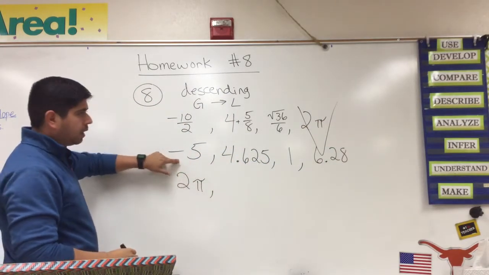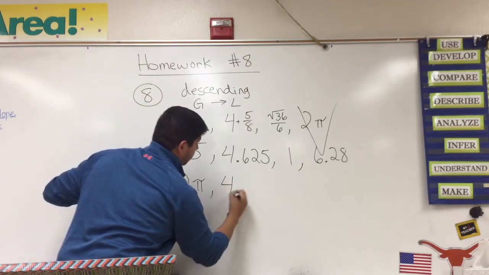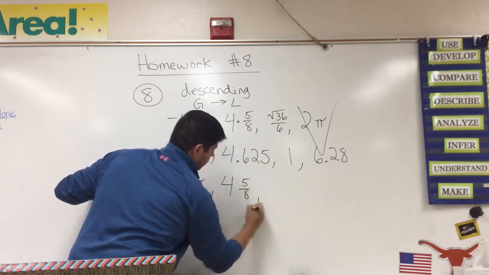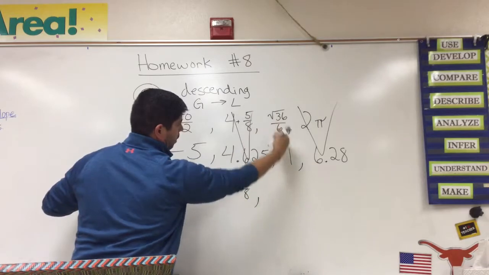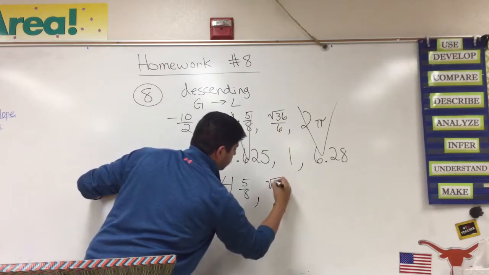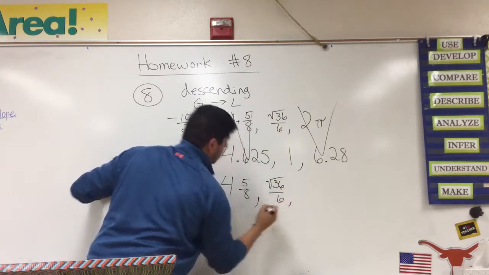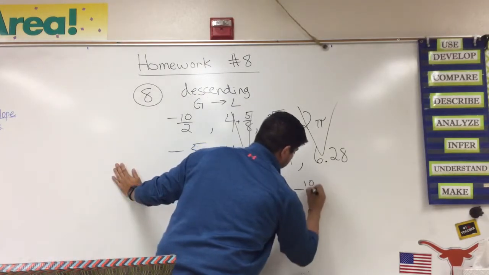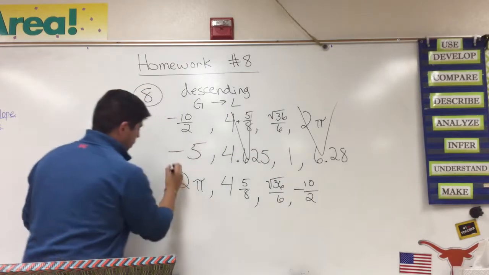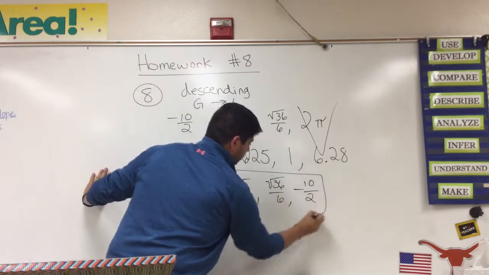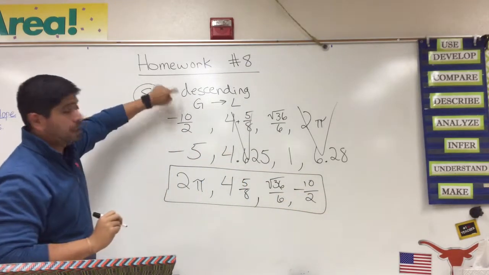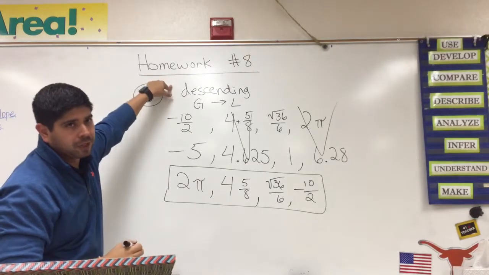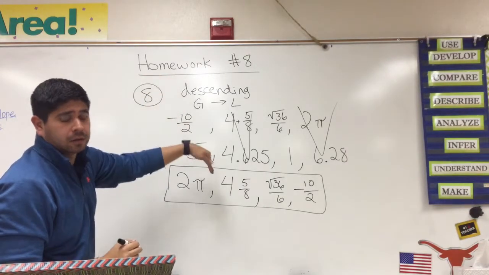Okay, not this one because it's negative. So don't be tricked on that. 4 5/8 will be next. And then 1, which is the square root of 36 over 6. Okay, then my last one, which is negative 10 over 2. Okay, so here's my answer, greatest to least, in descending order. Descending means greatest to least, going down.